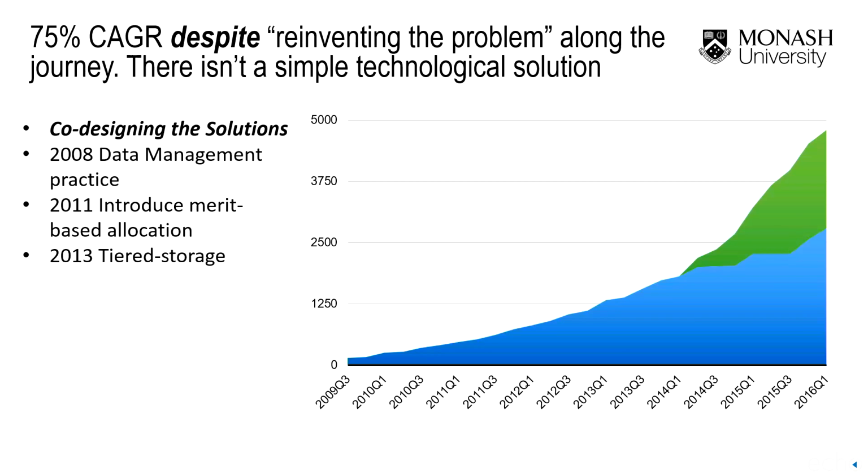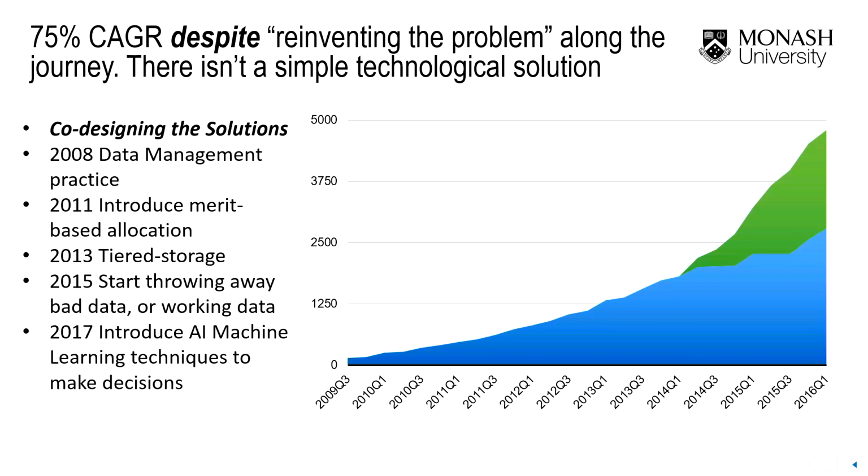2013, we introduced more tiers in our storage. But it's again the researcher that actually is best positioned to say where the data should be in that multi-tier storage. 2015, we started throwing data away. Now that'll shock people that we're throwing research data away, but we have to. We have to in this modern age. We started throwing away bad data and working data when it's really not going to be needed again. But it's again the researcher that's best positioned to decide what you throw away. They have to be part of this solution.